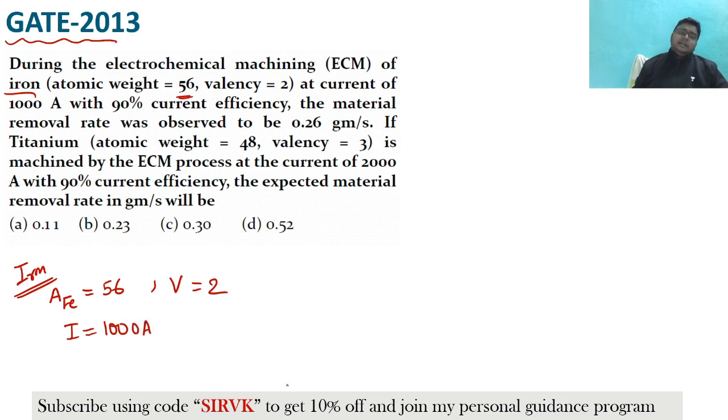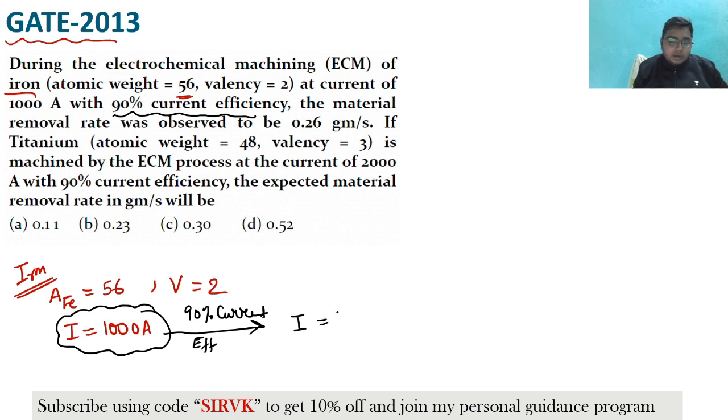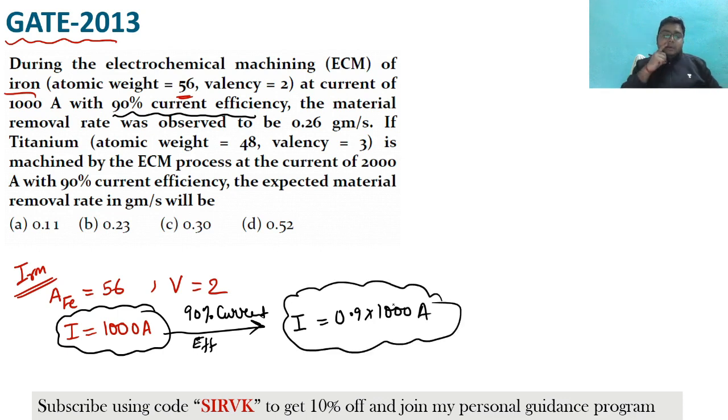With 90% current efficiency. Now try to understand, my dear friend. That means what is being told here is that you have been given 1000 ampere, and out of this 1000 ampere only 90% is the current that you will be getting efficiently, isn't it? 90% current efficiency means that out of whatever I have given you, only 90% of that part will efficiently reach you, right? So if that is the case, what is the meaning? If there is a 90% current efficiency, then basically the current will be 0.9 into 1000 ampere, isn't it? So this will be your current, right?